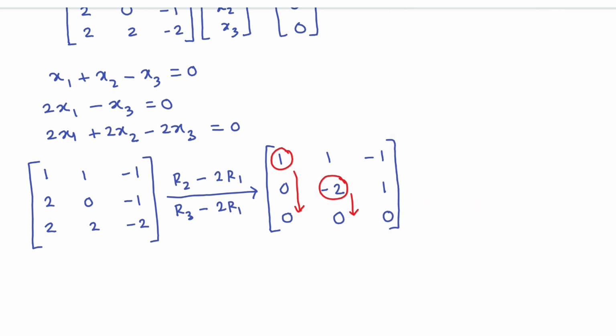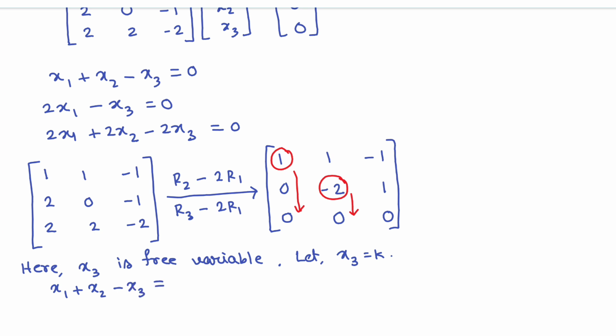And what is the free variable? Here x3 is the free variable. Okay, so let x3 equal k. So what will be the solution? The system of equations is x1 plus x2 minus x3 equals 0, and the last one is minus 2x2 plus x3 equals 0.